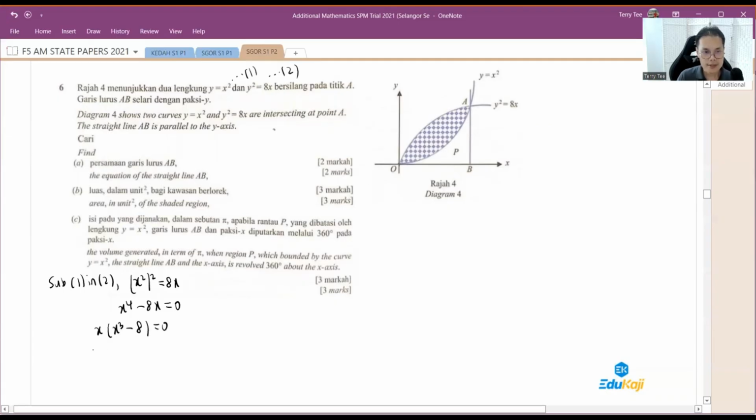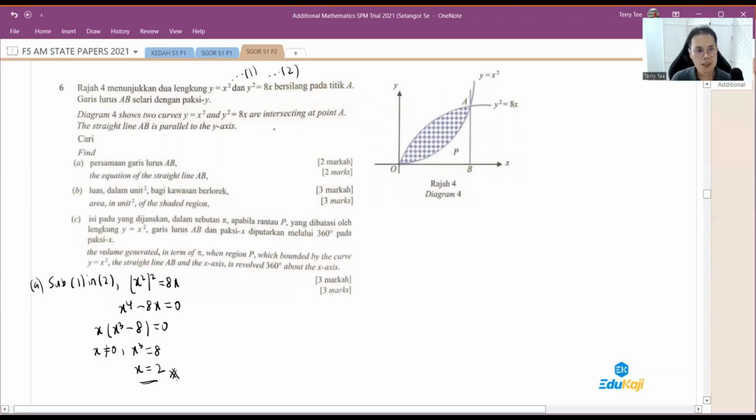Now, obviously, x cannot be 0 because x is on the right-hand side of your y-axis. So your x cubed is 8. x is now the cube root of 8, which is 2. Like I said, the equation of a vertical line is x equals a number. In this case, x equals 2. So that is your answer for part A.